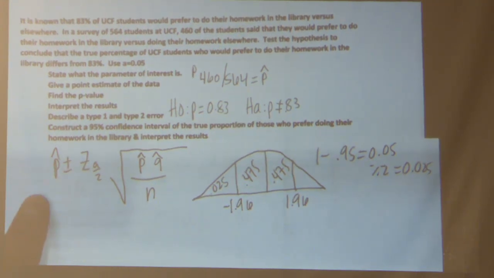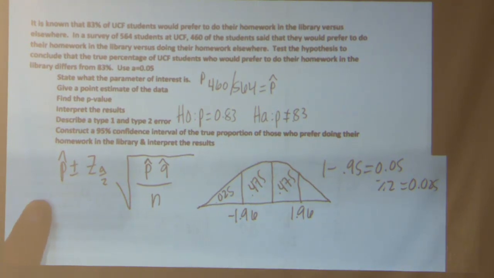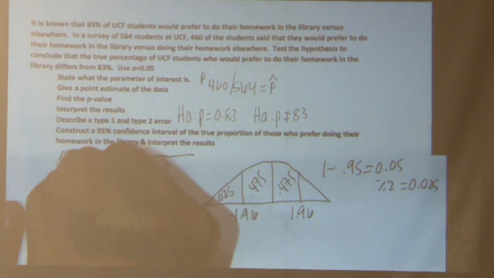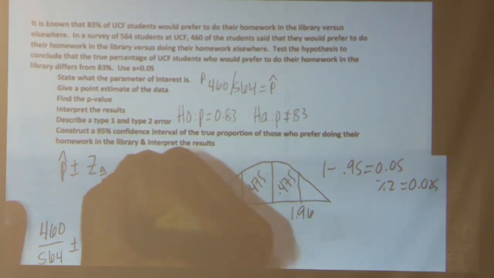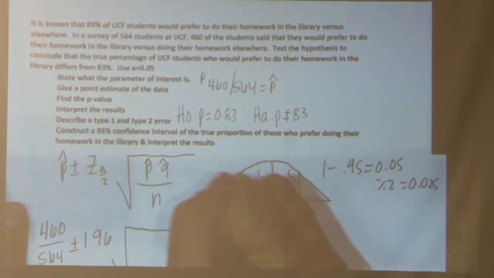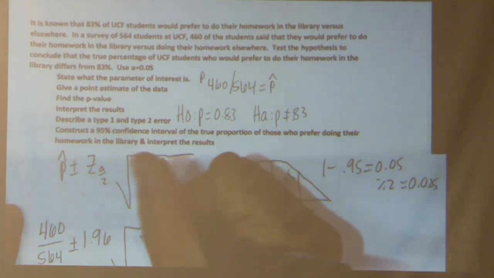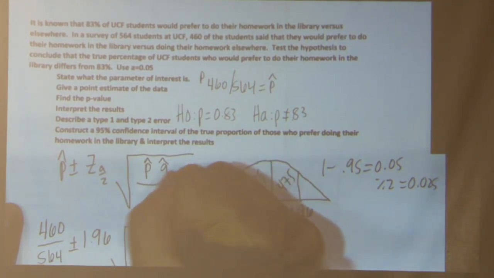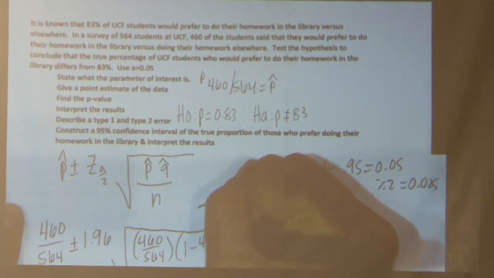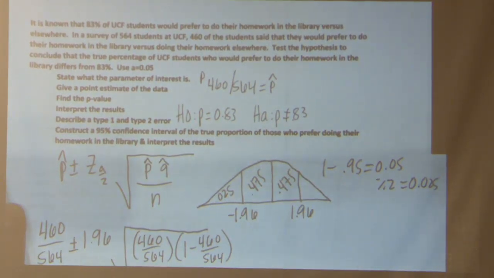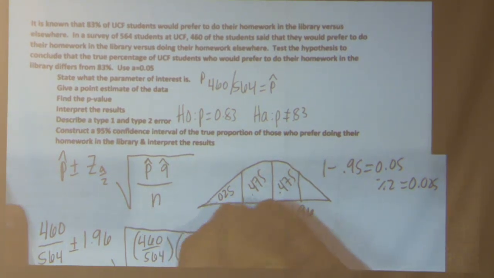So next we can just plug that into our formula. So our p hat, 460 out of the 564, plus or minus 1.96, the square root of 460 over 564, then 1 minus 460 over 564, divided by our n value of 564.